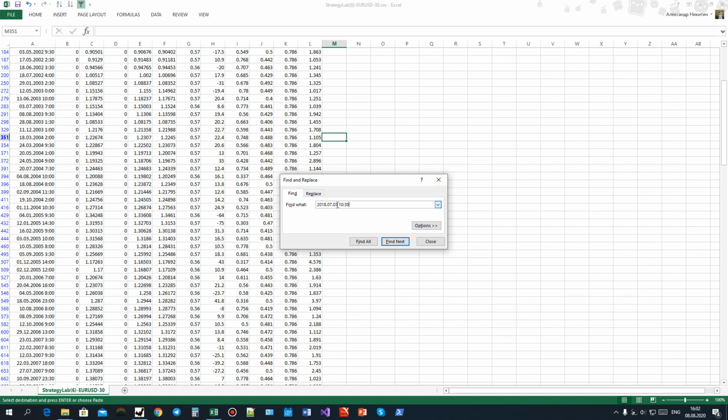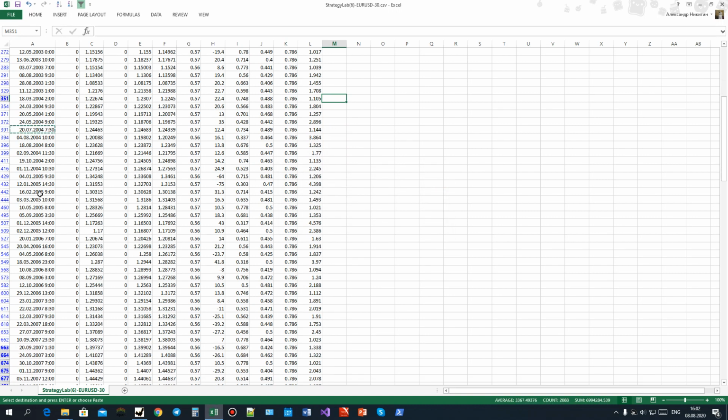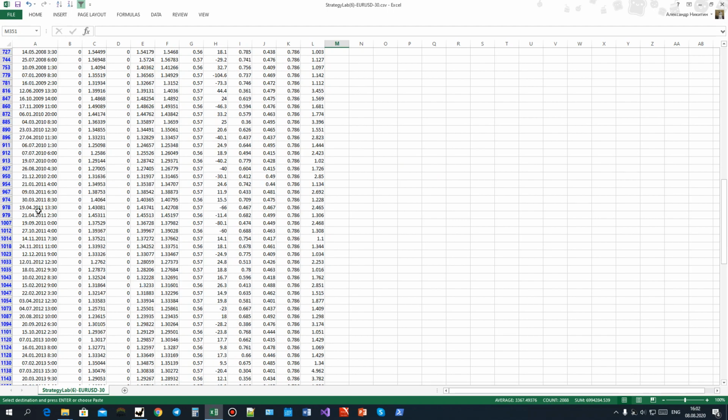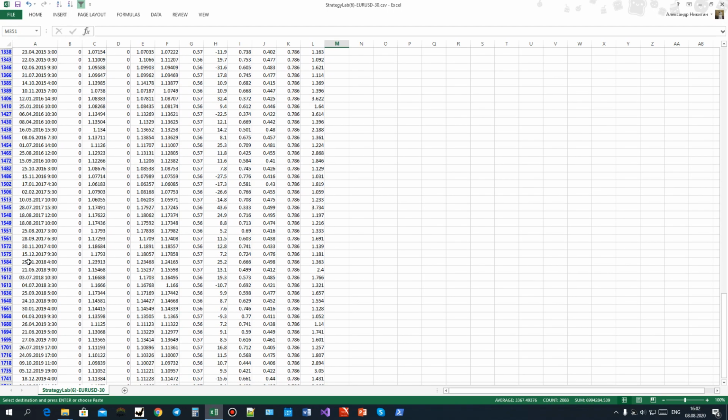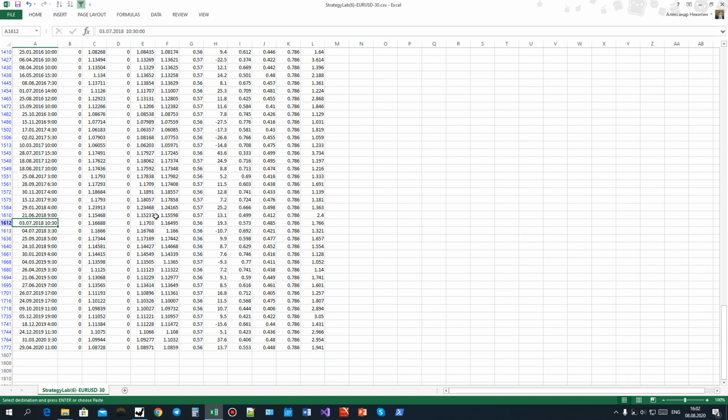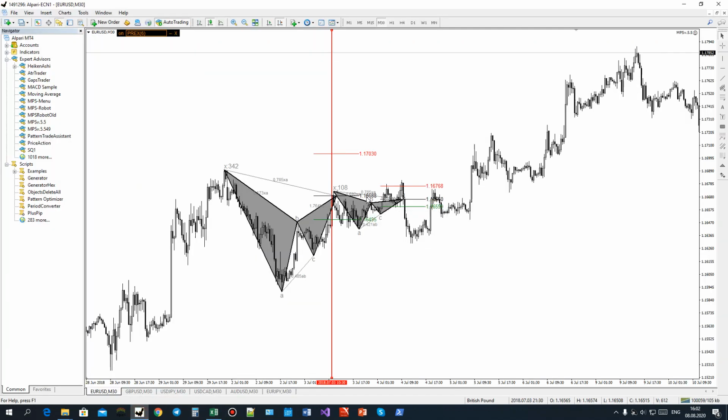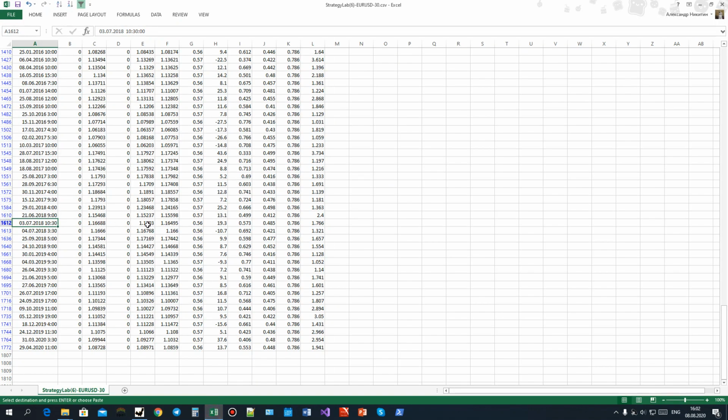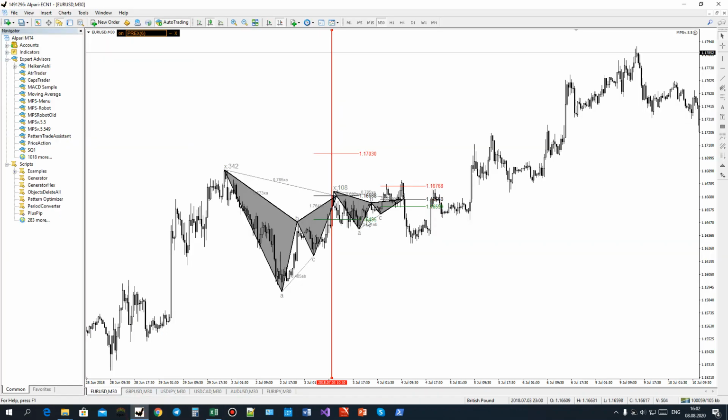So it is 3rd July 18, 10:30. Okay, so the entry was 116.68.8, the stop loss 117.03, and the target is 116.49.5. So you see this?